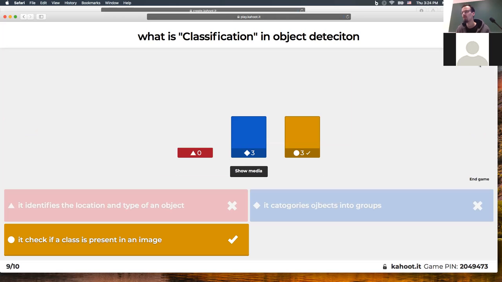So, as I discussed earlier, classification is just to see if an image contains something, but not necessarily where it is, because that requires more resources. So you can kind of skip out on that part for efficient research.